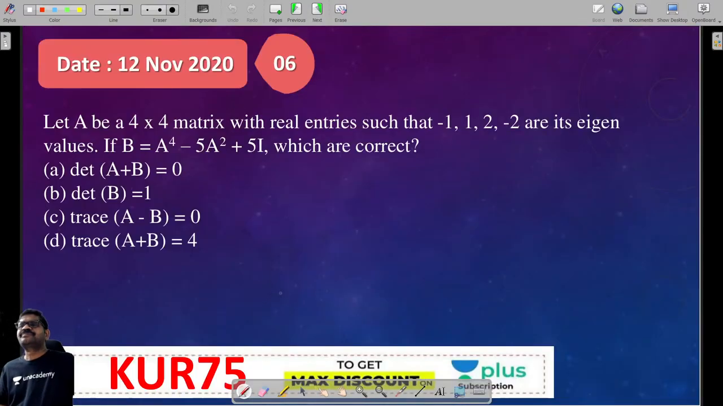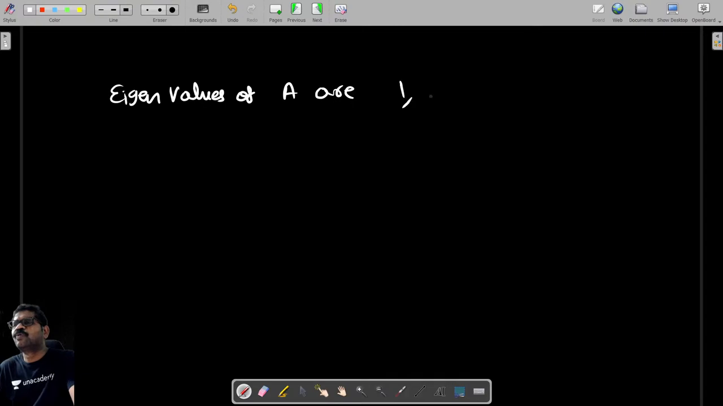Next one, A is a 4 cross 4 matrix with real entries and whose eigenvalues are minus 1, 1, 2, minus 2. Then which of the following are true? B is A power 4 minus 5A square plus 5I. Then which are correct? First, what is given? Given that eigenvalues of A are 1, minus 1, 2, minus 2.